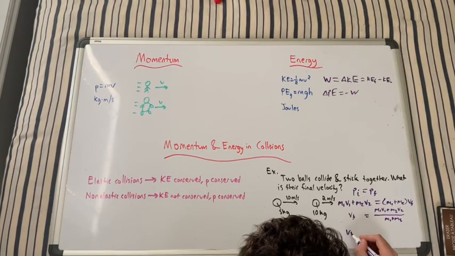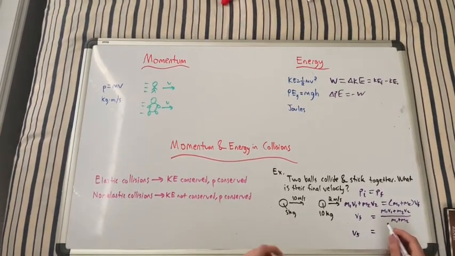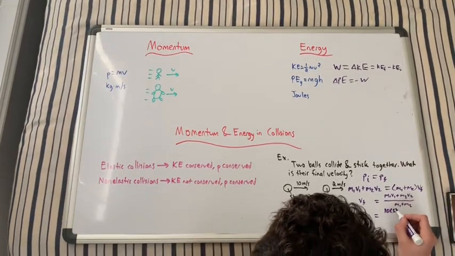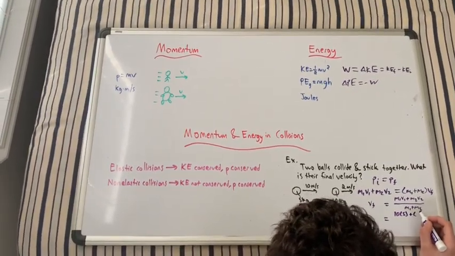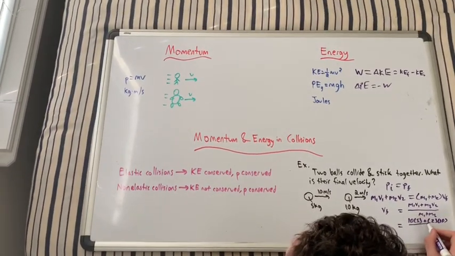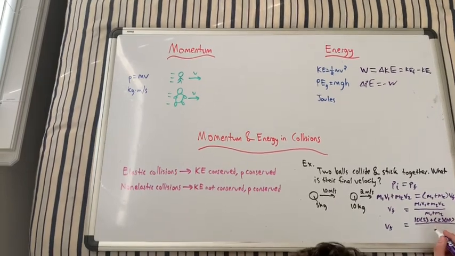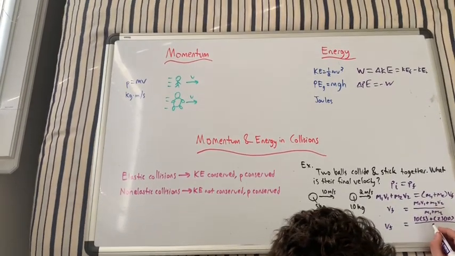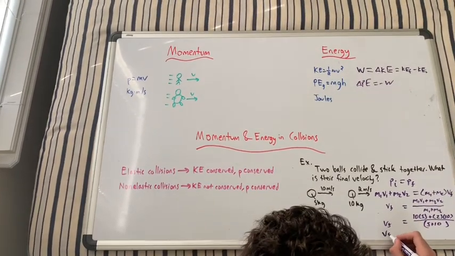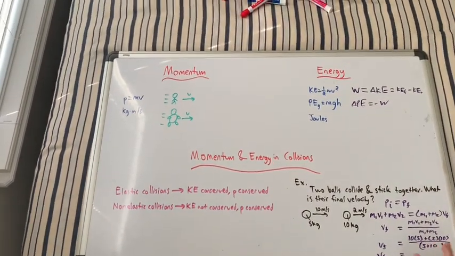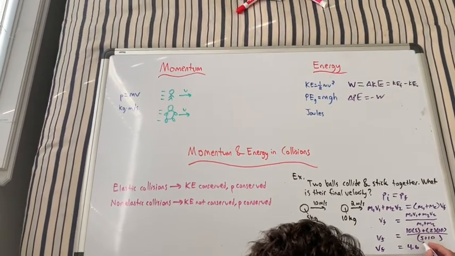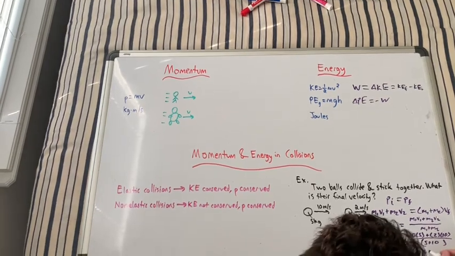We plug in: 10 by 5 plus 2 times 10, over 5 plus 10. That gives 70 on the top over 15, so it's about 4.66 meters per second.